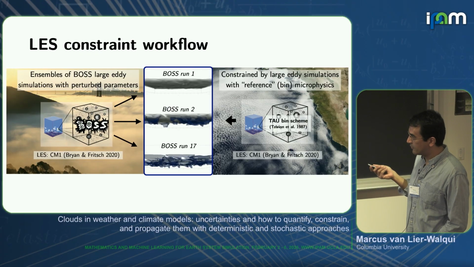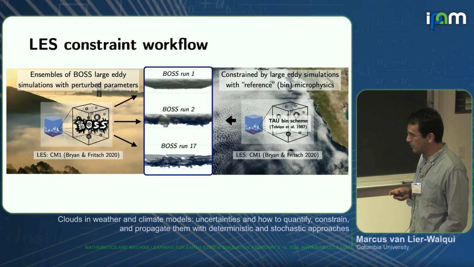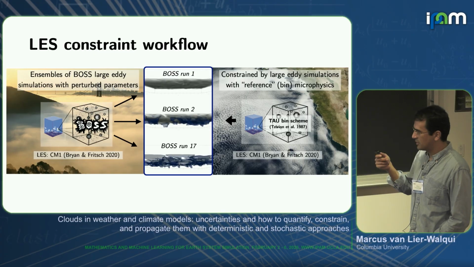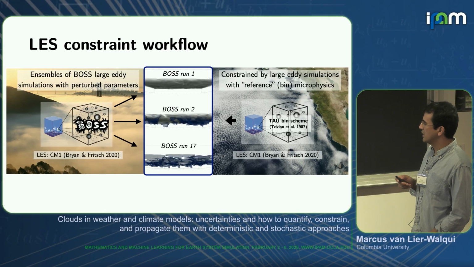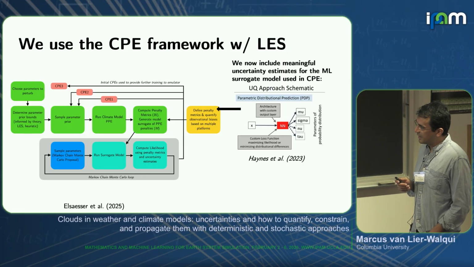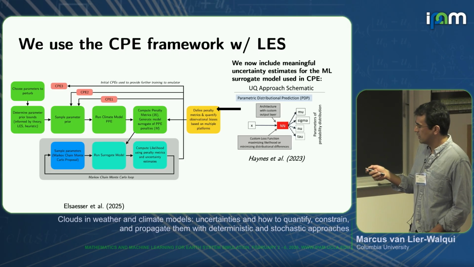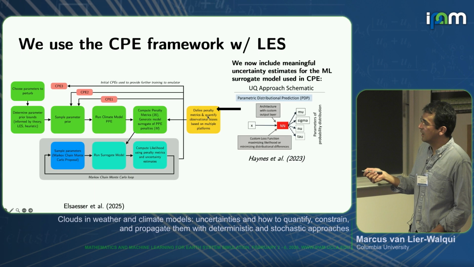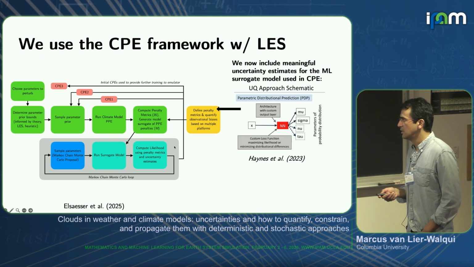And we constrain this with a reference scheme, which in this case is a bin scheme. Really, we should probably be doing Lagrangian schemes, but I won't get into that. We use the same methodology here, and Kate was the one in our group who did the initial coding of this uncertainty quantification of the emulator.